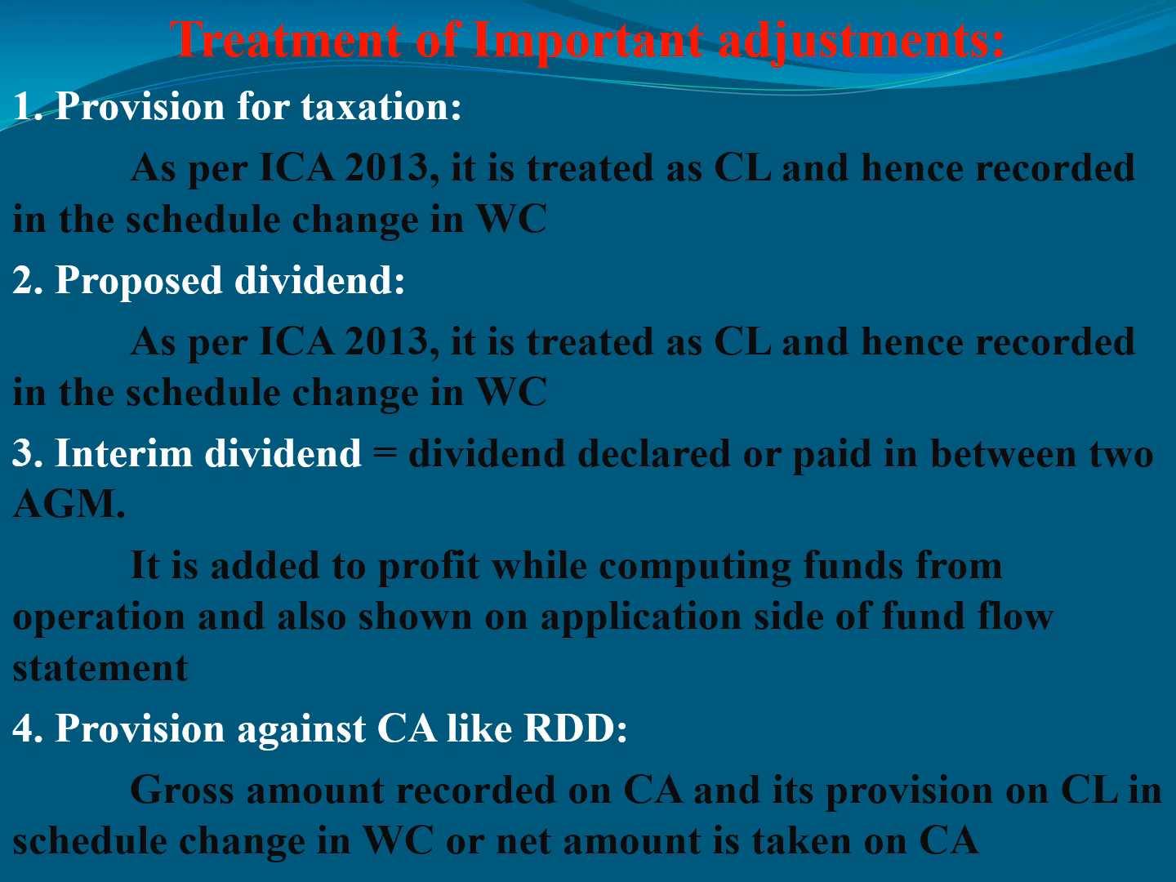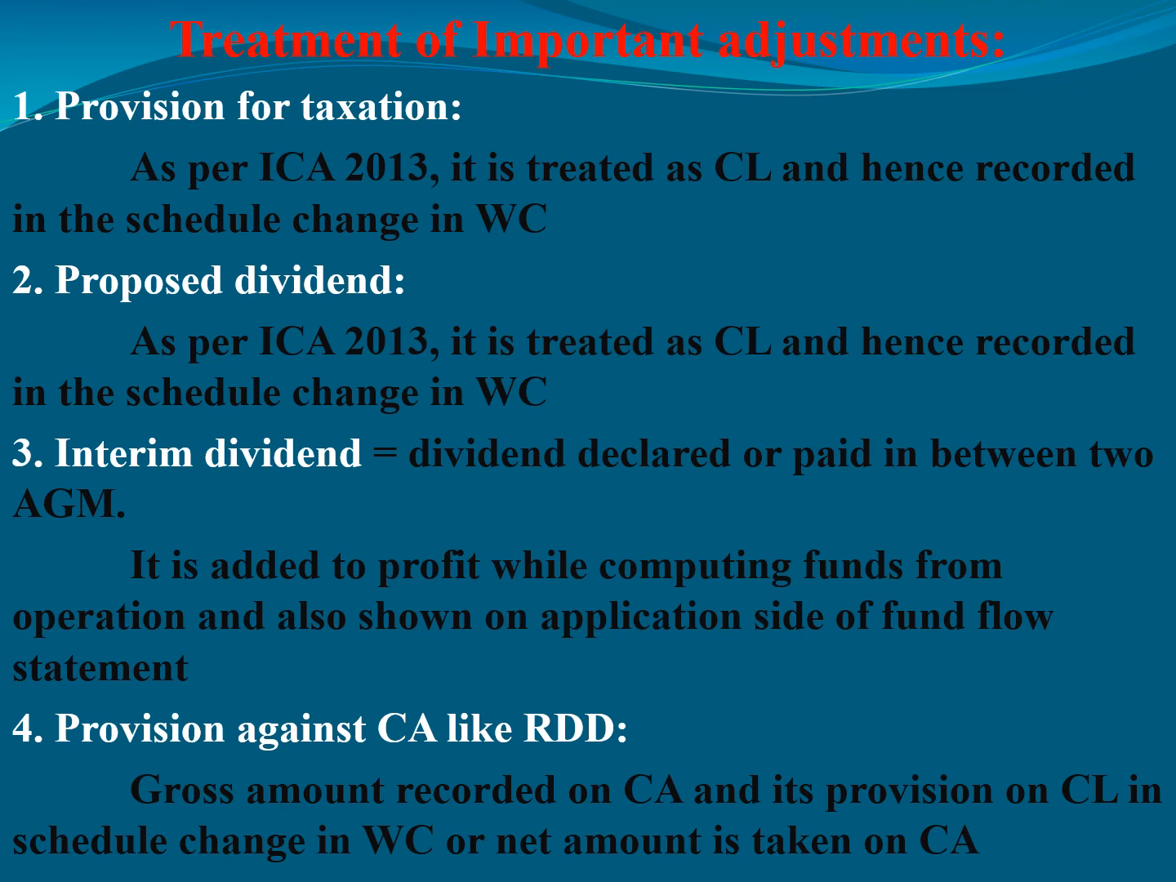Second one is proposed dividend. It is also considered as a current liability as per the New Companies Act, and the treatment is the same as provision for taxation. Interim dividend. Interim dividend is the dividend which is declared or paid in between two annual general meetings. The board of directors have the power to declare the interim dividend, but it is not paid out of the capital.